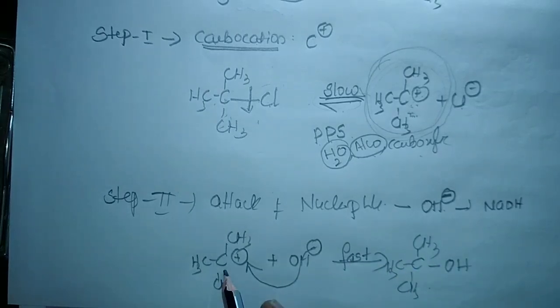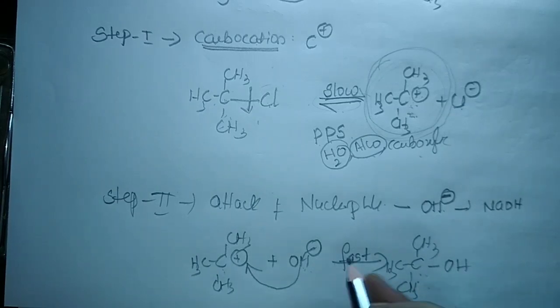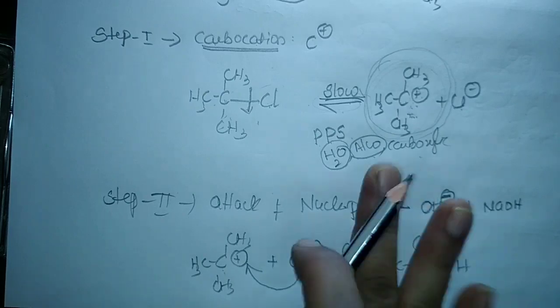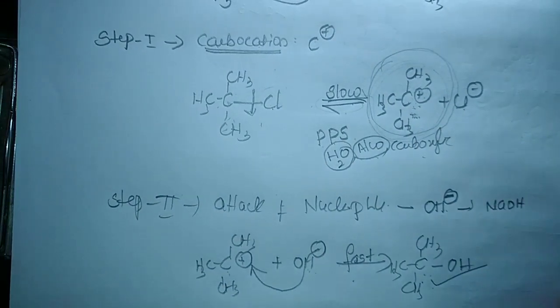Already the carbon is with a positive charge. When the OH minus is available, immediately these two will combine and give tertiary butyl alcohol. This is the fastest step of the reaction. So it is a two step reaction. This is how we are going to get the product.